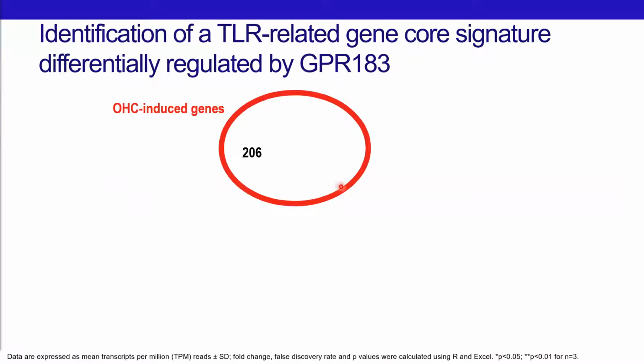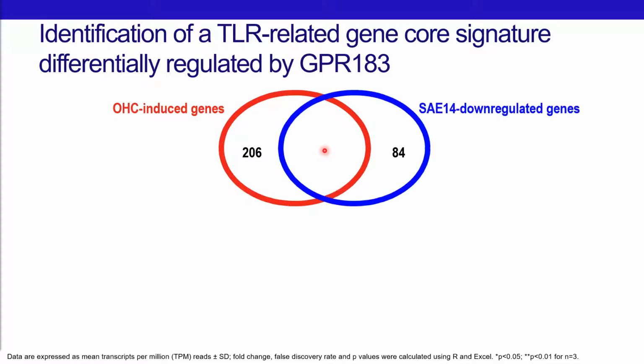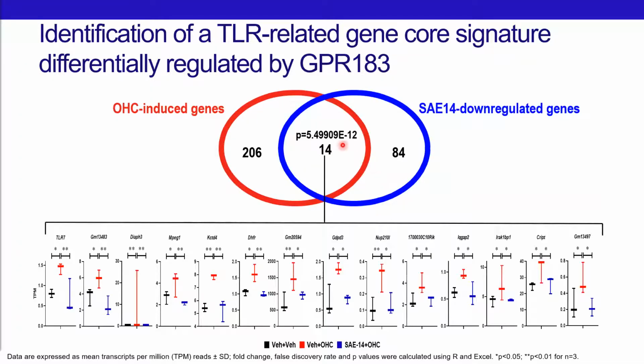When we look a little bit closer at these genes, we see that 206 were significantly upregulated by the oxysterol, 84 were significantly downregulated by the SA14, and 14 genes overlapped between these groups, indicating that they're differentially regulated by GPR183. Of these, there was only one toll-like receptor, TLR7, and several other toll-like receptor-related signaling mediators.